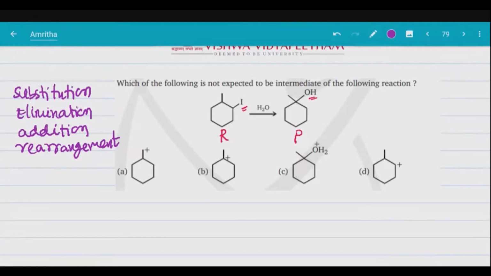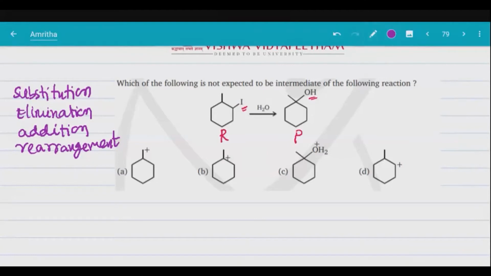Screen is not visible? Are you sure? Is everyone able to see the screen? Yes, right? It is visible, right? Okay, fine. Thank you.